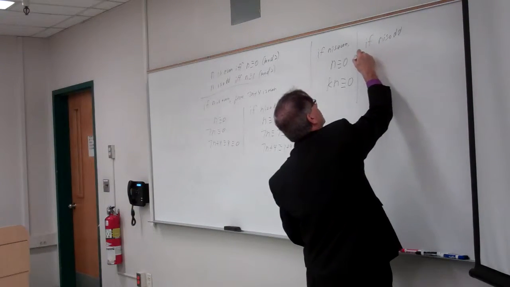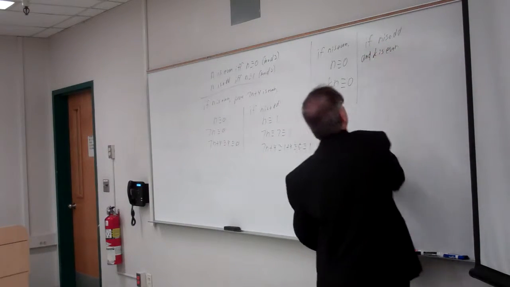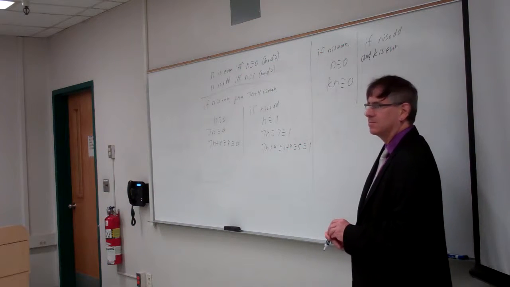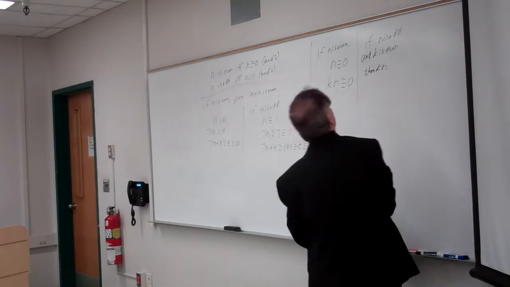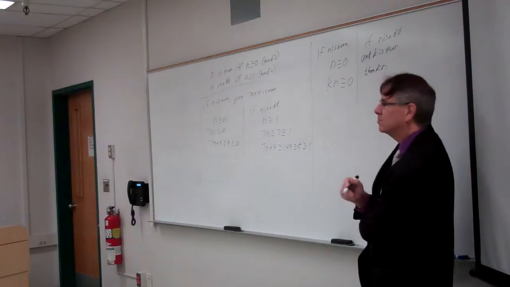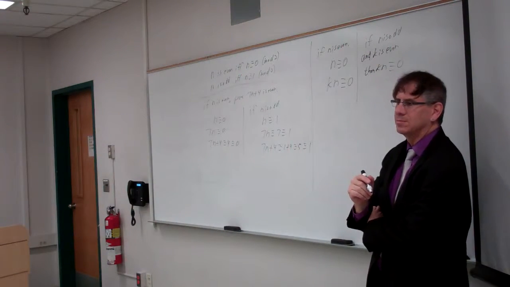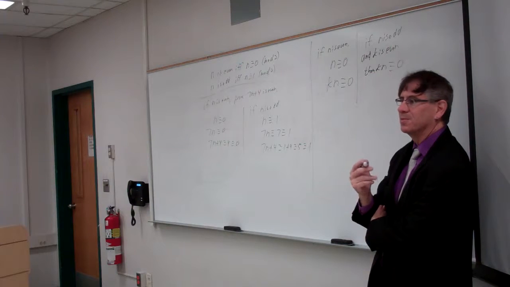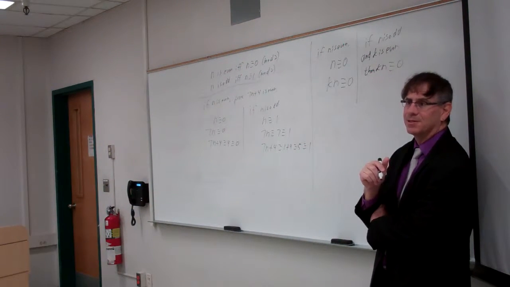If n is odd and k is even, then k times n is a multiple of an even number. So that's got to be even. So an odd number multiplied by an even is even, and an even multiplied by an even is even.